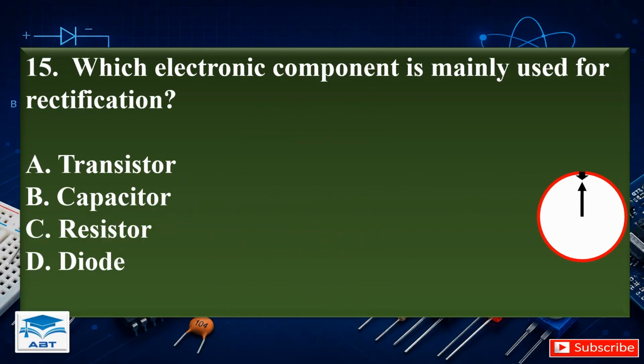15. Which electronic component is mainly used for rectification? A. Transistor. B. Capacitor. C. Resistor. D. Diode. The answer is D. Diode.